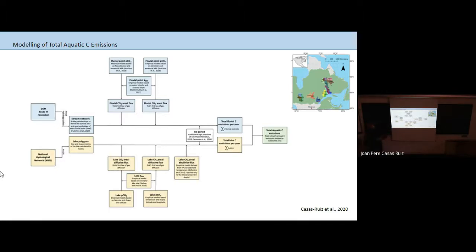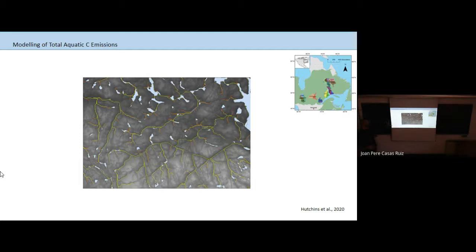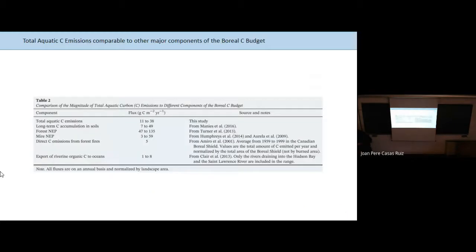And once we had all these, we got these kind of maps. So for each of these watersheds, we had our stream and lake networks with different values of emission for each water parcel, okay? And then we can combine all these emissions to get our, let's say, total network aquatic carbon emissions. This is what we were trying to get here. And we got these numbers. So they were around 11 to 38 grams of carbon per square meter of watershed per year.